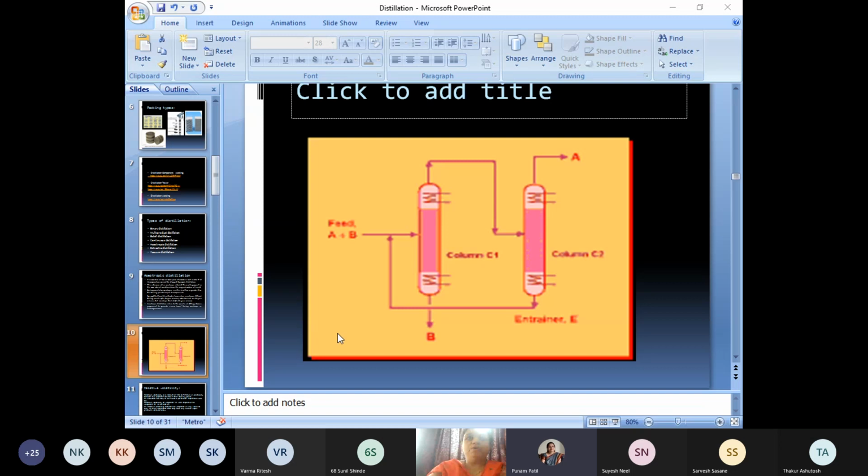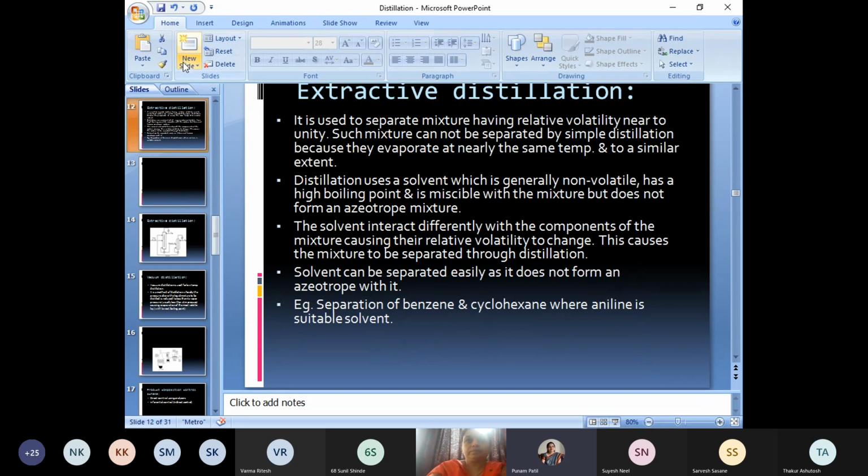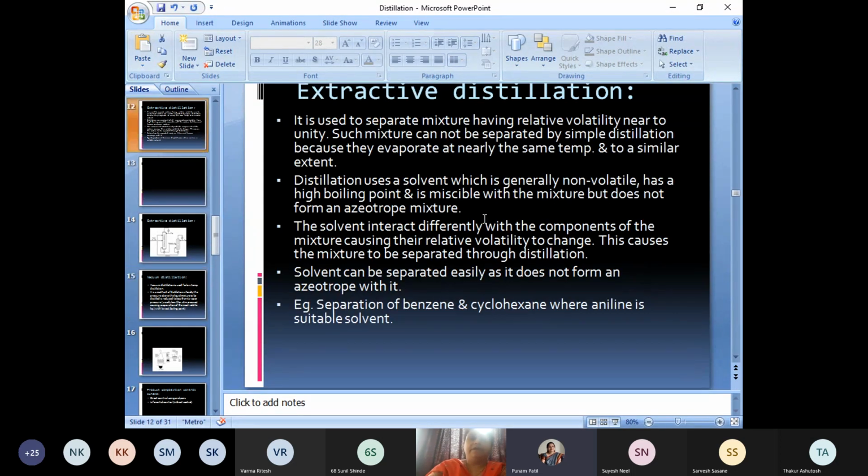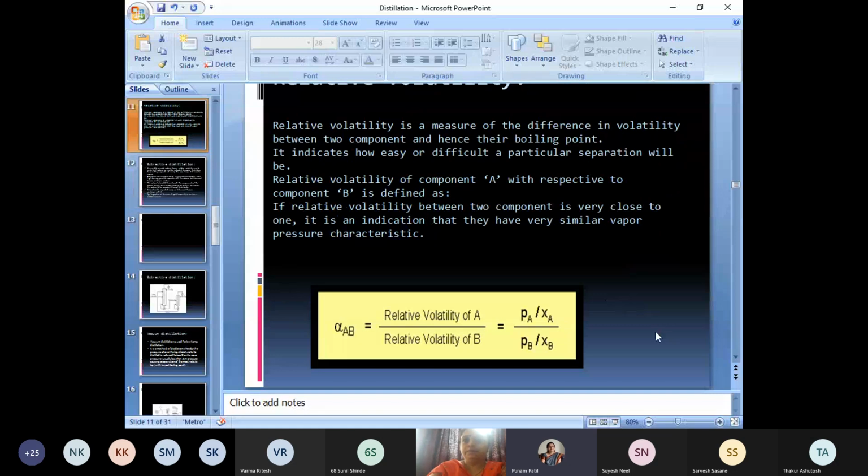Then next we are going to study extractive distillation. Another special type of distillation is extractive distillation. But before we proceed to extractive distillation, we are going to study one more term, that is called relative volatility.